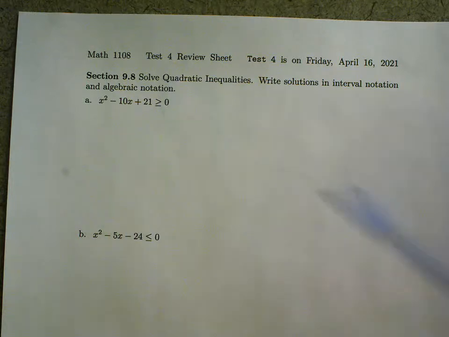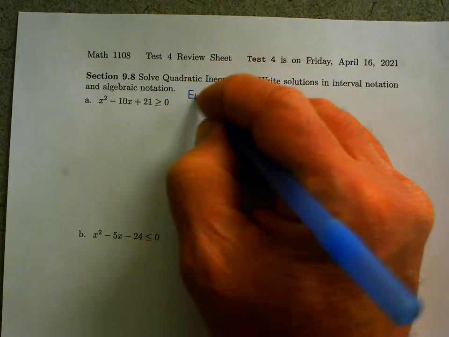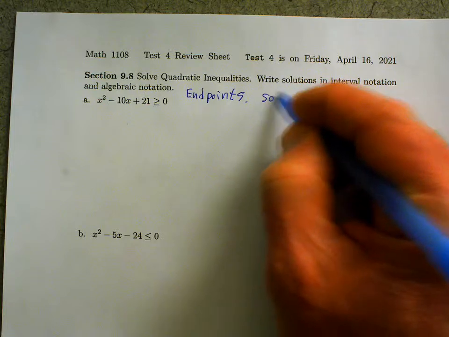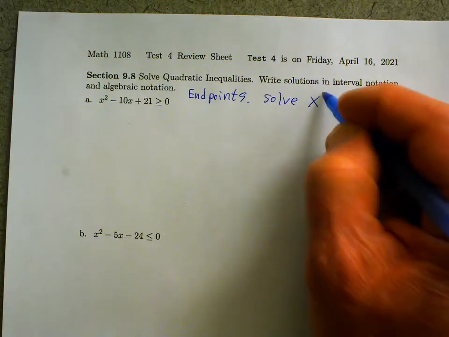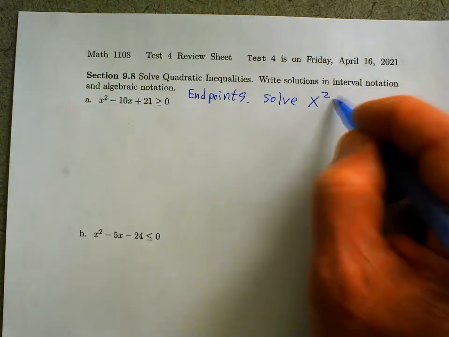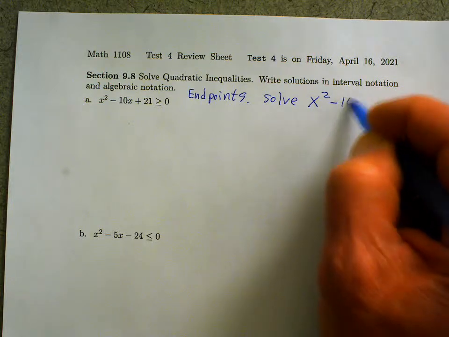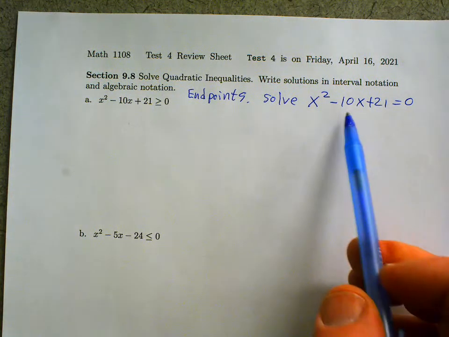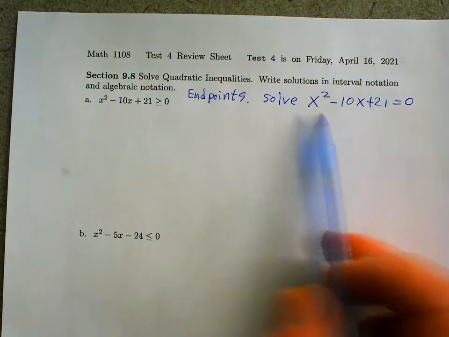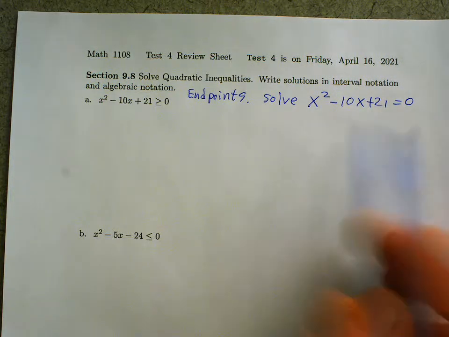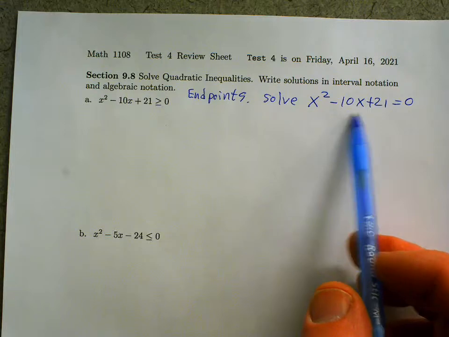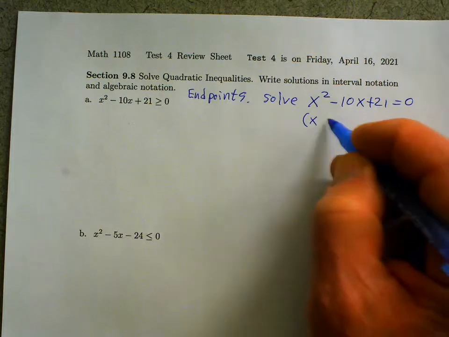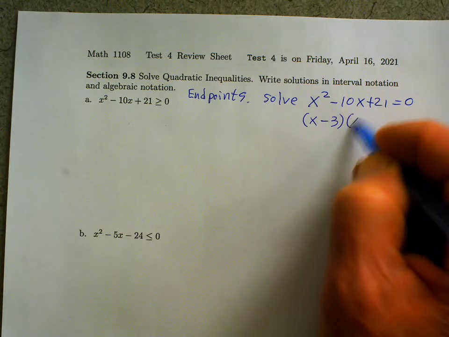And then to find the endpoints, we solve the equation you get if you replace the inequality with equals. So solve x squared minus 10x plus 21 equals 0. We can always use the quadratic formula, but if you can see how to solve it by factoring, that's usually more efficient. And we can solve this by factoring. The two factors are x minus 3 and x minus 7.